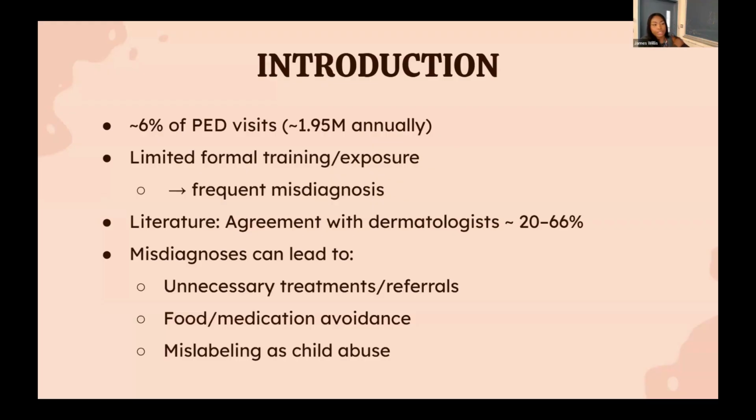So the literature actually shows that in studies done in the past, looking at ED providers' diagnosis and comparing it to dermatologists, the accuracy ranged from about 20% to 66%, somewhere as low as 19%. This is really important because misdiagnosis can lead to a bunch of different things. So one, unnecessary treatment, sending the patient for referral for like ANI when they really don't need it, food and medication avoidance when they believe that it's a true reaction to something that they took where it's really not. And then mislabeling as child abuse.